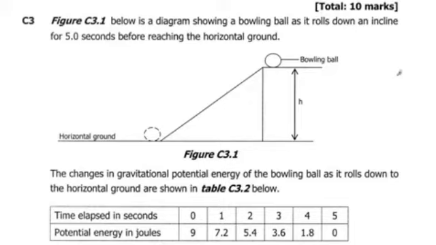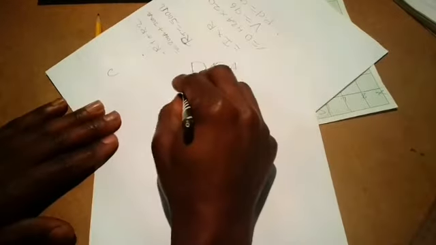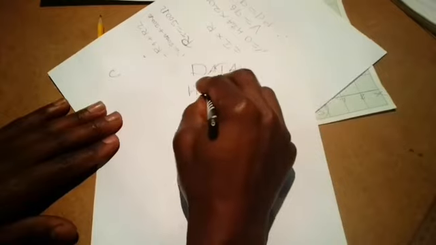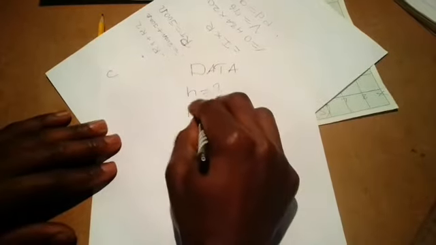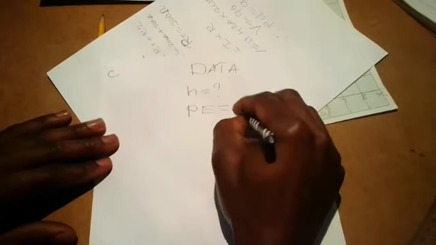Now what we do is we look at what we are given. We are finding the height, so we come up with the data. We are correcting data together. The height has a question mark, but let's look at what we are given. We are given the potential energy, which is PE. What is our potential energy? They are saying it is 9 joule. So potential energy is 9 joule.